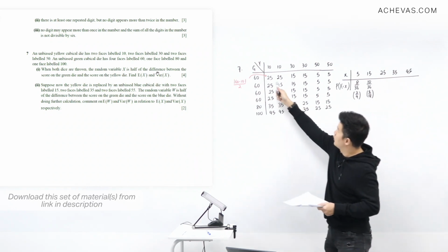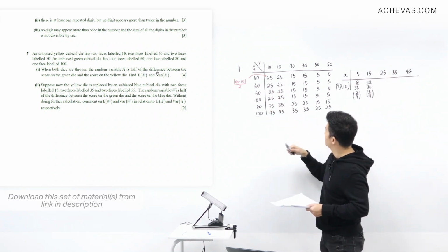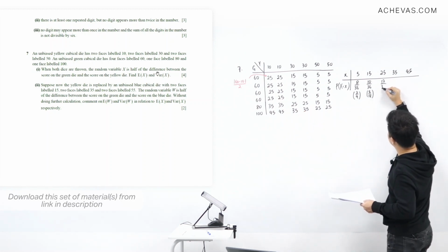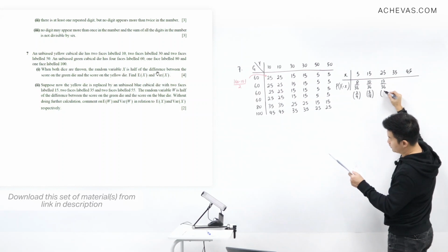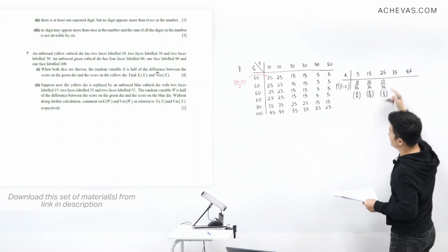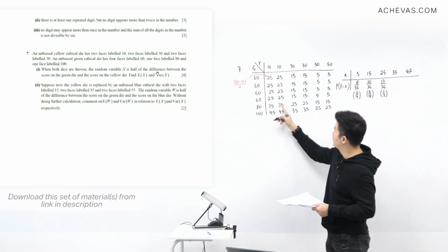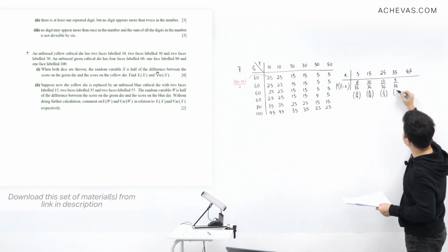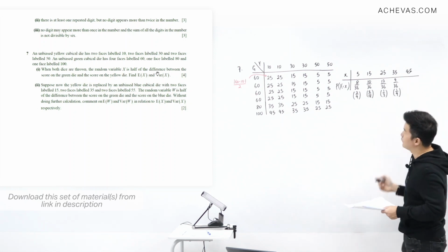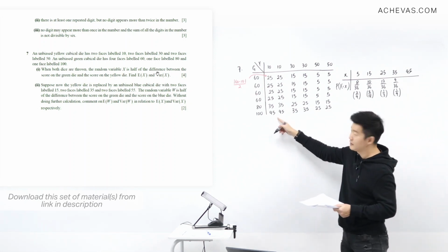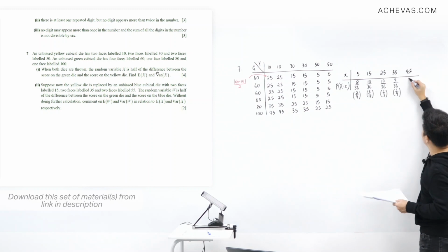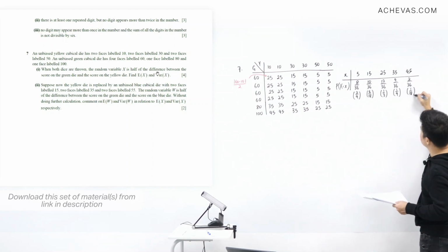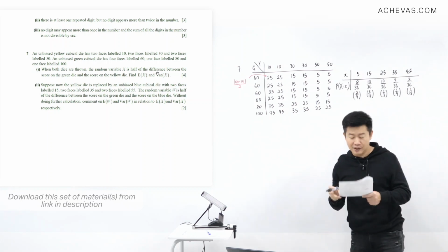25, let's count. We have 1, 2, 3, 4, 5, 6, 7, 8, 9, 10, 11, 12. So we have a 12 over 36, which is going to be simplified to 1 over 3. 35, let's count again. 1, 2, 3, 4. So we have a 4 over 36, which will be simplified to 1 over 9. And 45, we only have 2, right? Yeah, it's only these 2. So it's going to be 2 over 36, which is going to be simplified to 1 over 18. So now we have our probability distribution table.